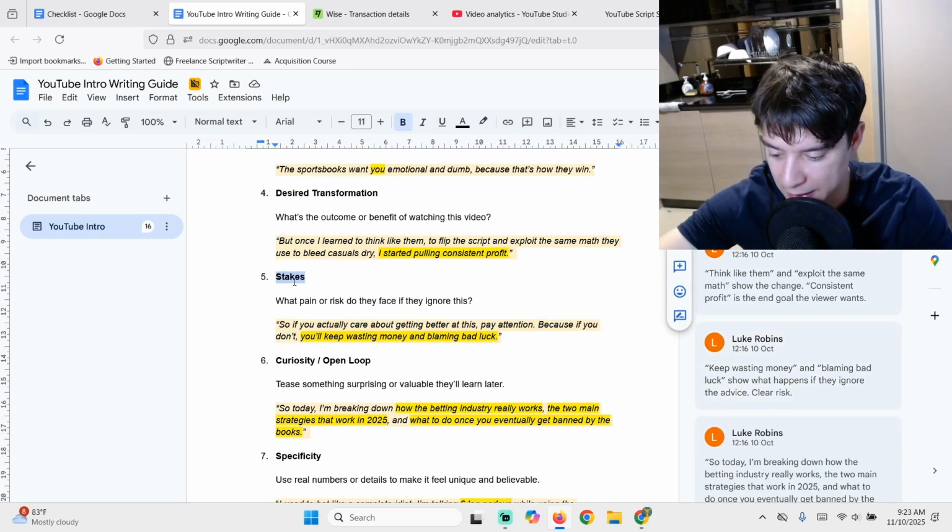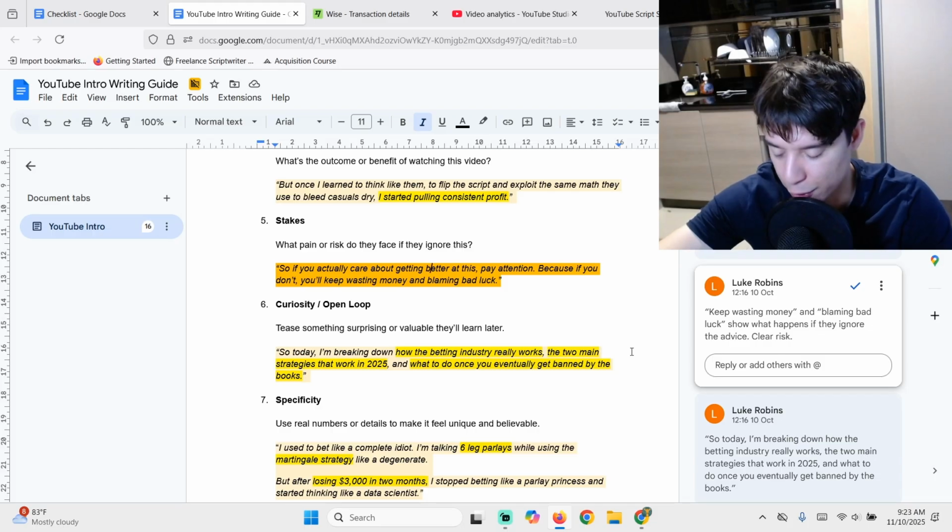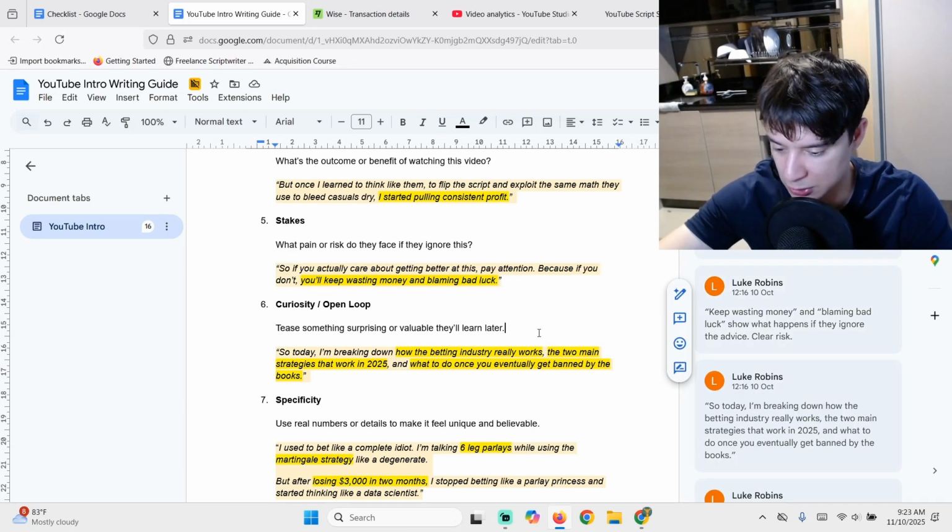The fifth thing is stakes. So what pain or risk do they face if they ignore this? For example: "If you actually care about getting better at this, pay attention, because if you don't, you'll keep wasting money and blaming bad luck." So this is what the current situation is for most of the target audience. They're usually burning money, placing stupid bets, and blaming bad luck. They think it's a luck thing when actually it's a skill thing. Basically showing that if you ignore this advice, then things are going to be really bad.